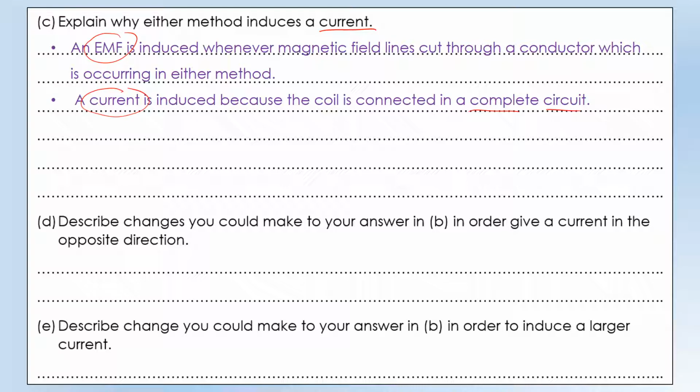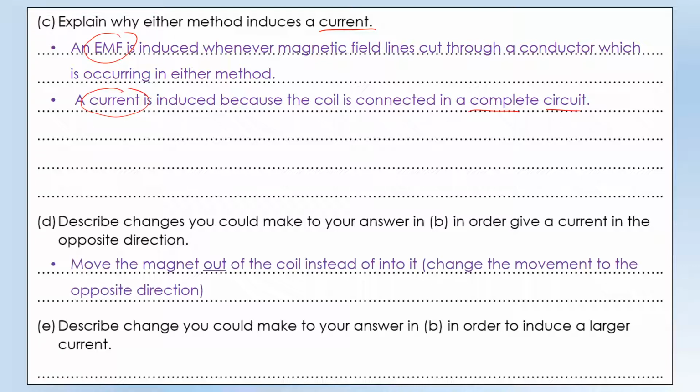So describe the changes you can make to your answer in B in order to give a current in the opposite direction. I said move the magnet into the coil in my answer, so we're going to need to move the magnet out of the coil instead of into it. So we essentially need to change the movement to the opposite direction. And describe the change you can make in order to induce a larger current. Well, we'd move the magnet, or the coil for that matter, faster, so we get more flux lines cutting per second.